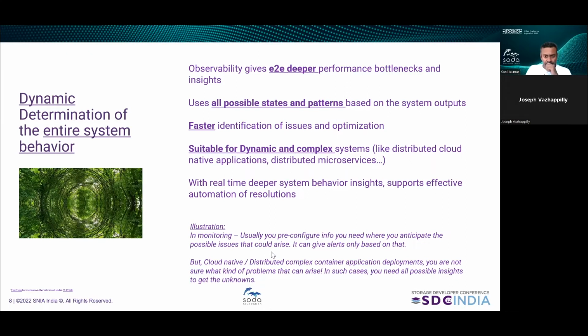Usually in monitoring, you pre-configure the information you need, but in cloud native or distributed, complex container application deployments, you are not sure what kind of problems can arise, or what kind of configurations or scaling. For example, resource scaling itself is quite dynamic in these kinds of distributed systems. So in such systems, monitoring can give you limited health information and actions, whereas observability can help you get even complex system behavioral issues in advance and take proper actions to fix them.